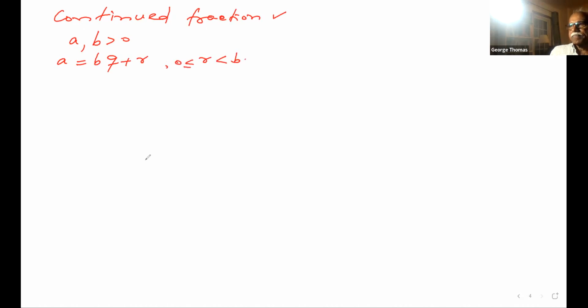Agreed? Yes. Then I can write a over b equals what? Q plus R over B. I will call this R1. And that is the same as Q plus 1 over B over R1.